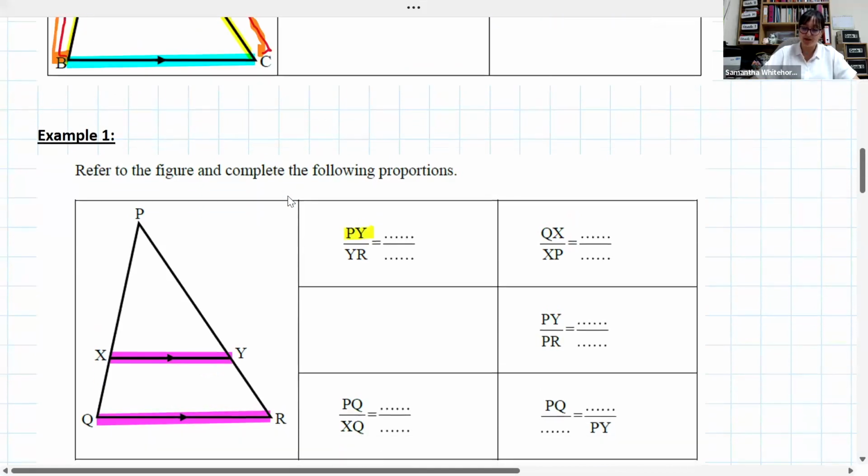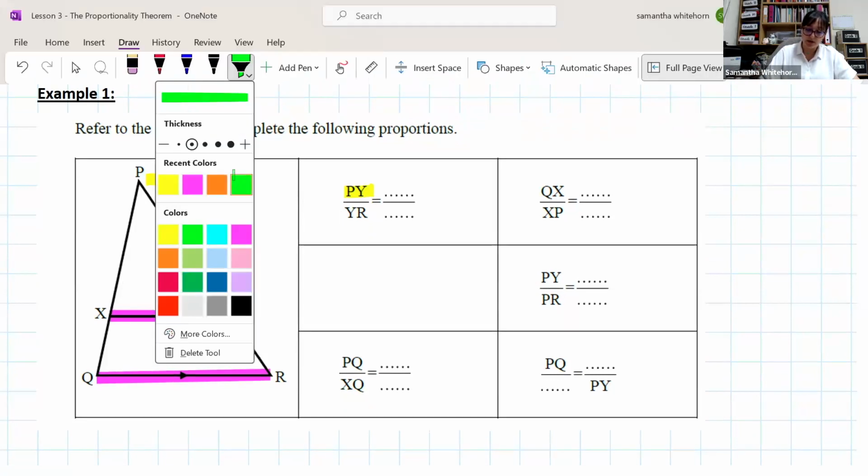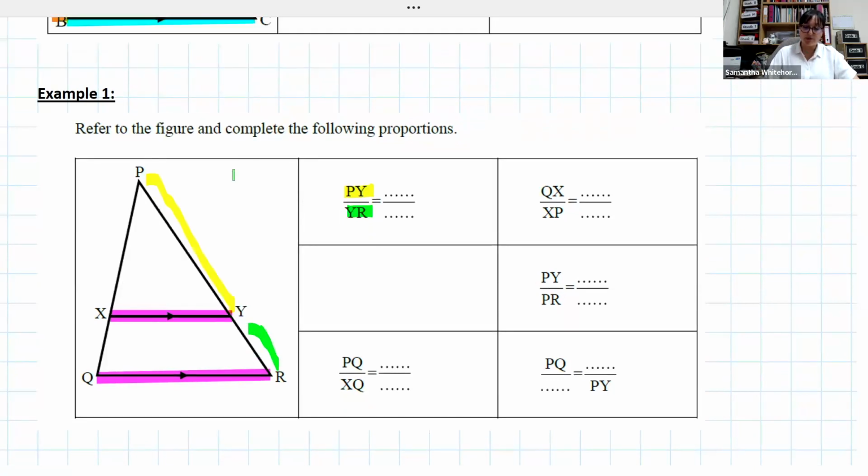PY, we got there in the end, which is this side length over here over YR. So that's in green. So it's basically the top segment on the right-hand side. Thank gosh, I'm not a driving instructor. Top segment on the right-hand side over bottom segment on the right-hand side. That means that my corresponding ratio must be top segment on the left-hand side over bottom segment on the left-hand side. And that's exactly what we're going to write down.